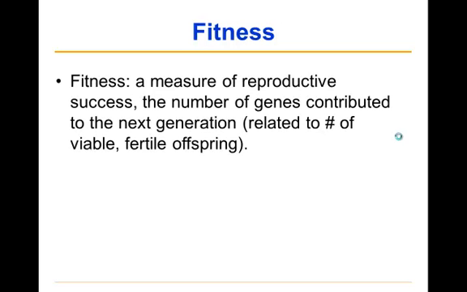Let's look at another concept related to Darwin's theory of evolution by natural selection. And this is fitness. This is an important evolutionary concept. Fitness is a measure of reproductive success. It's the number of genes contributed to the next generation. This is related to the number of viable fertile offspring. So remember, the offspring has to survive, it has to be viable, and it has to be fertile. If you have sterile offspring, it doesn't really increase the fitness of that lineage.